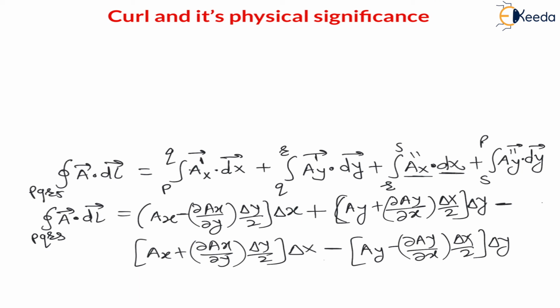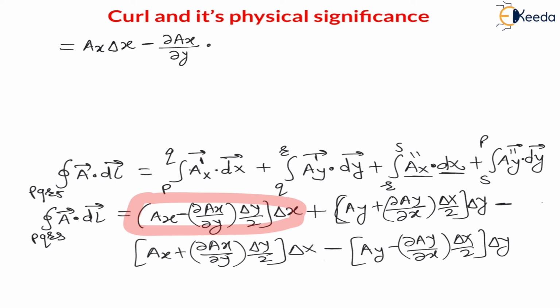Now first of all, I will expand this first term, right? So my dear students, after expansion, this line integral over a closed loop, I will get Ax del x minus dou Ax divided by dou y into del y by 2 into del x. This will be the complete expansion of this first term. Now let us do the expansion of the second term.